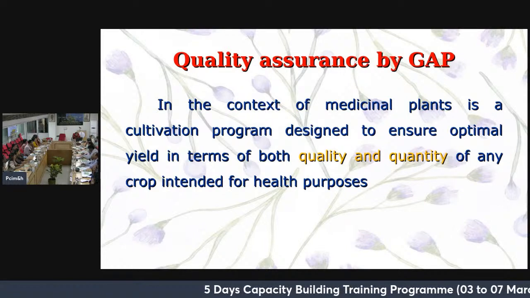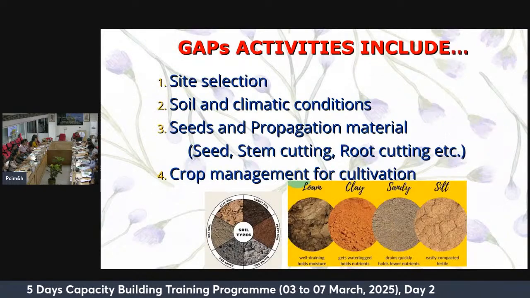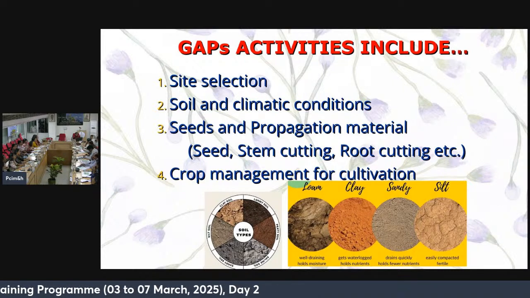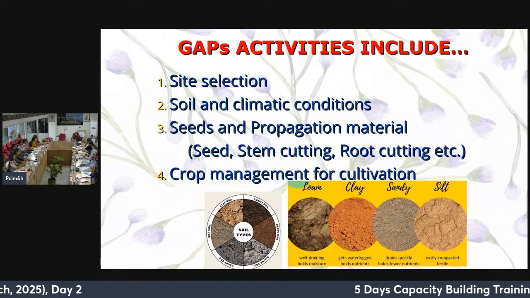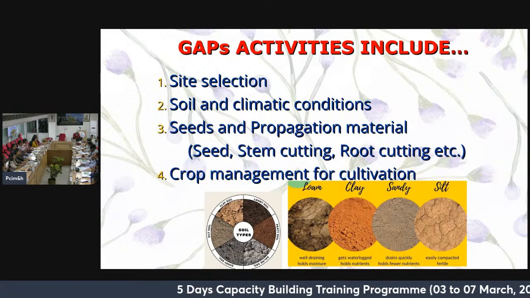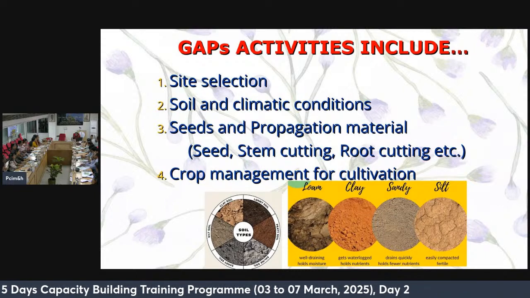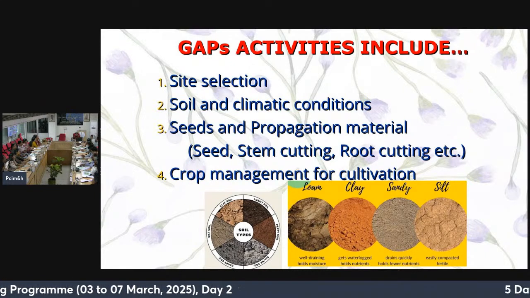And these are some of the factors which are included in this. The first one is site selection, soil and climatic conditions, seeds and propagation material, and crop management of cultivation. These all points come under the good agricultural practices. During the process, we have to ensure that we go through all the points which have their quality.